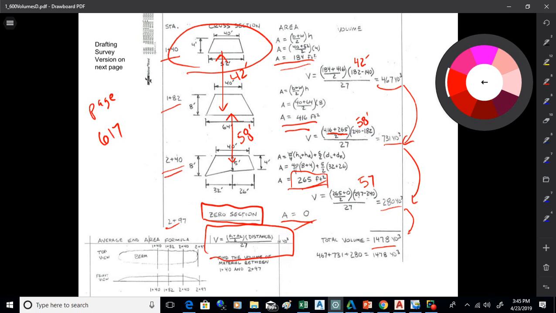You run them before you put the berm in, so you've got original ground, and then you run them after you put the berm in. You put the two together, you get the area in between.